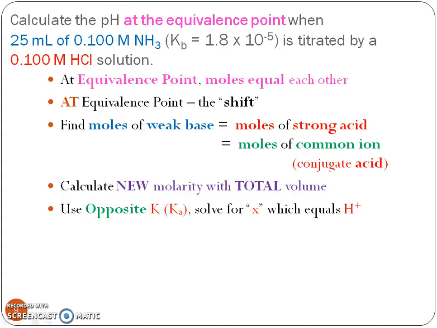Looking at this information, if we're at the equivalence point, that means our moles have to be equal, and there's a shift. Moles of the weak stuff equals moles of the strong stuff, which also equals moles of that common ion. But in this case, the common ion is going to be the conjugate acid. If we have more of that conjugate acid, we want to use the other K. So we're going to calculate that new molarity with the total volume, and use the opposite K because now we have more of the quote-unquote acid stuff.